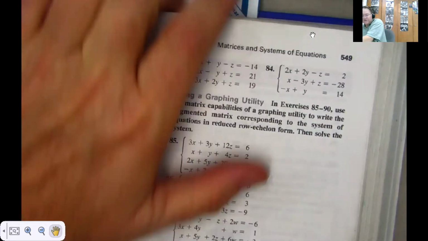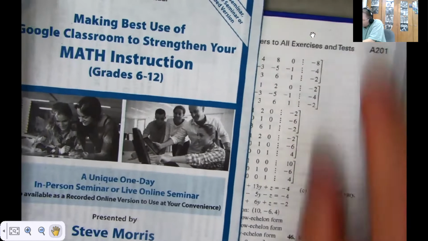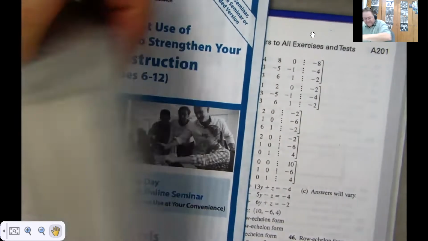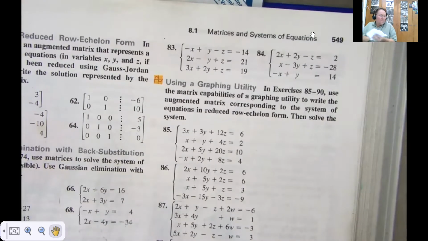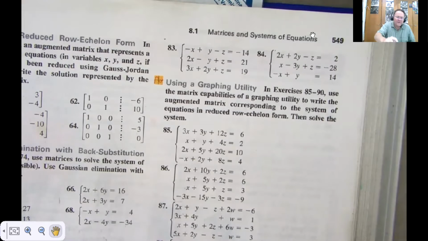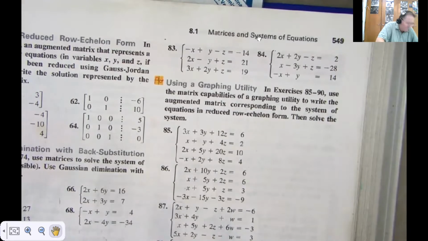Let me look in the back of the book. That was 83. Let me make sure that's right. It's 7, -3, 4. Yes, it is. Okay, now let's take a look. We do have one more to do, and it's the case where it's an undefined value and what that looks like, okay?